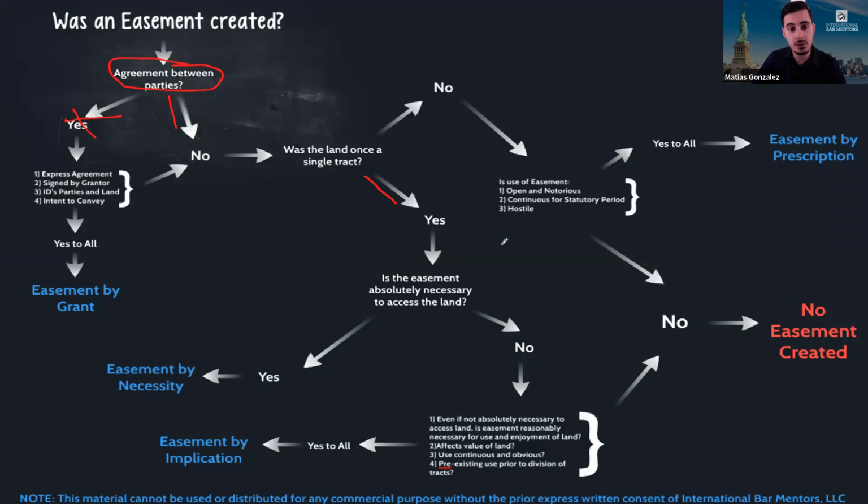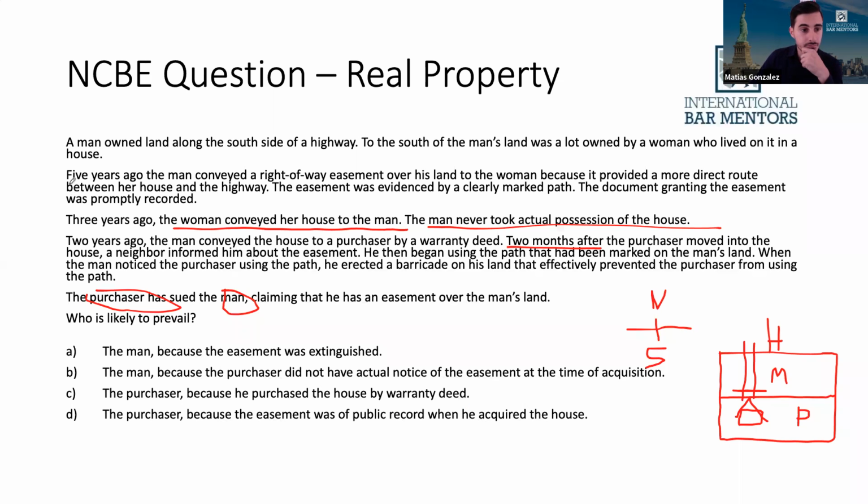And after he sold it back to the man, or she sold it back to the man, he owned both of the properties, right? So is the easement absolutely necessary to access the land? Well, let's just go back to the backstory that they give us. So 5 years ago, the man conveyed a right-of-way easement over his land to the woman because it provided a more direct route between her house and the highway, right?